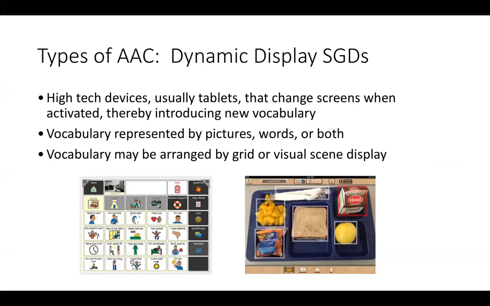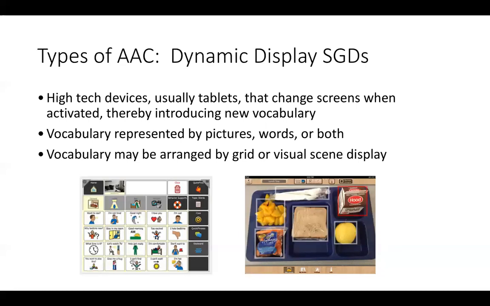On these devices, vocabulary is usually represented by photographs, pictures, words, or both. And then vocabulary can be arranged several different ways, most commonly by grid displays, and you can see that down on the bottom left-hand side. That's a typical grid display. Another way vocabulary can be arranged is by what's called visual scene display, and an example of that is on the right down there.